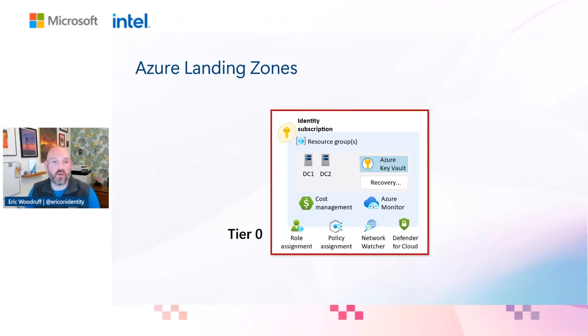Right, and everything around it or inside it should be considered tier zero, which then also includes any role assignment. Any RBAC roles that we have defined against this identity subscription, with the focus on our domain controllers. If we have Entra Connect running out in the cloud, we would want that in here too.